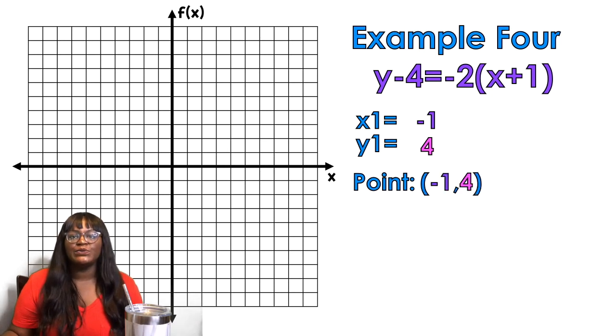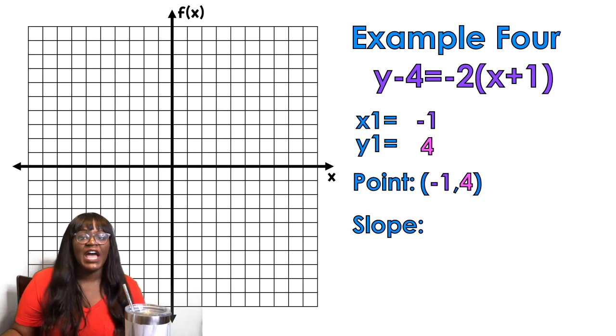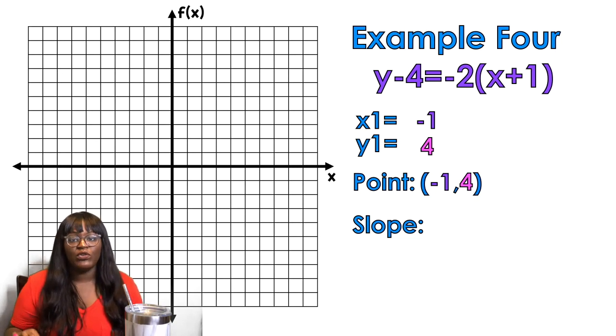So now what we're going to do is find our slope, which is negative 2. But to make it into a fraction, I always want to put it over 1. Negative 2 over 1. So that's my rise over run.